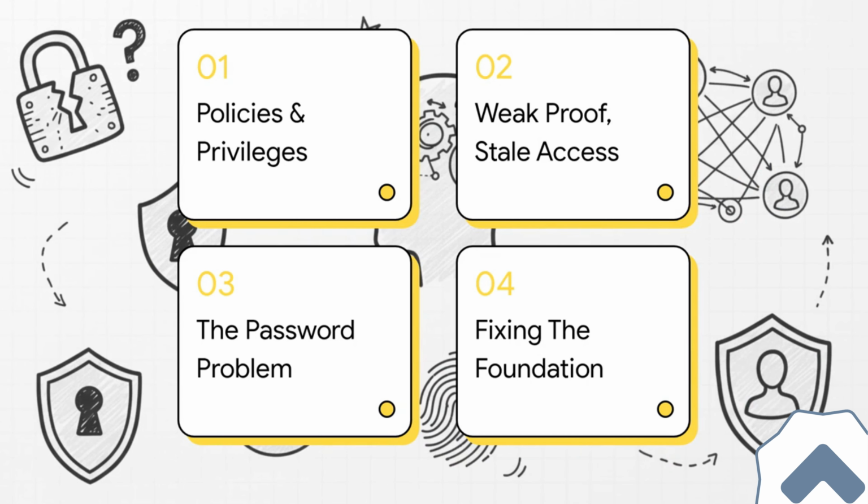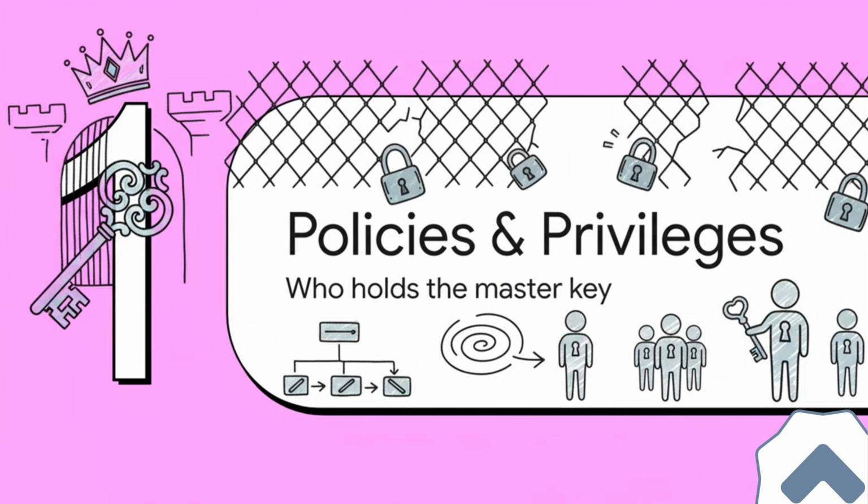Here's our game plan. We're going to walk through these 5 big mistakes, starting with policies and privileges that have kind of gone sideways. Then we'll get into weak authentication and accounts that should have been deleted ages ago. We'll cap off the problems with the big one, passwords, and then we'll lay out a super clear plan to get it all fixed.